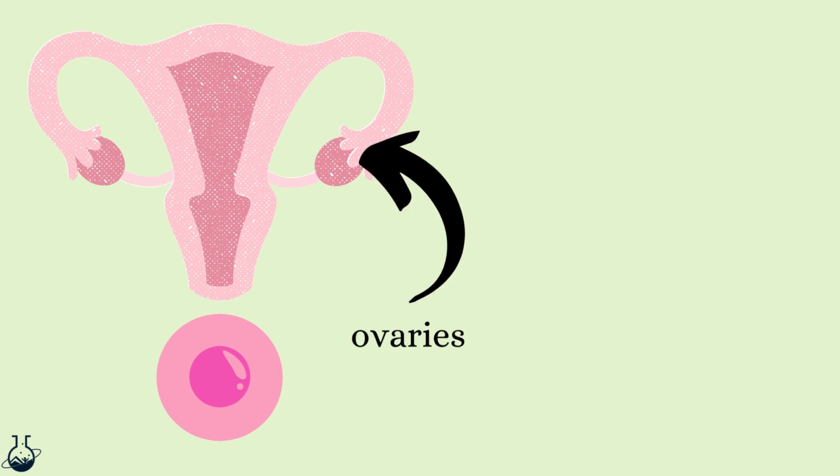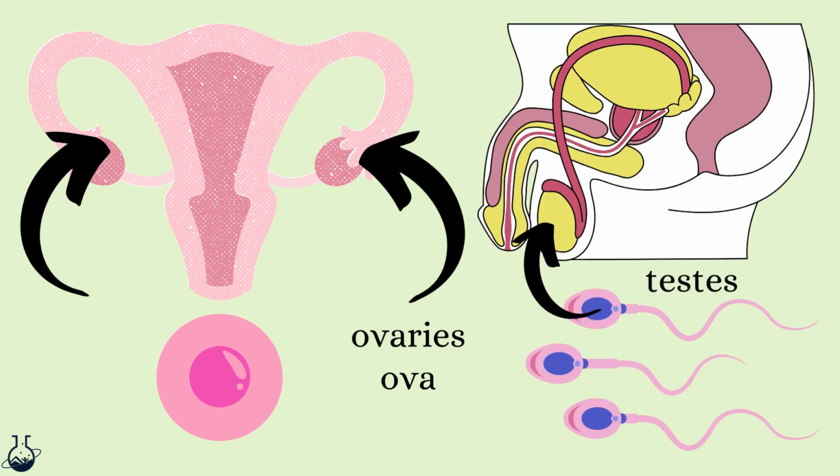Now, you may have seen in my last video on reproductive systems that eggs are produced in the ovaries, and two of them are called ova, and sperm are produced in the testes. Egg and sperm cells are known as gametes, the human sex cells.